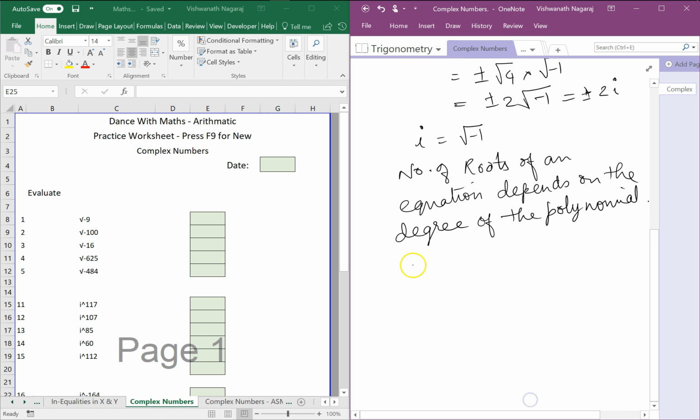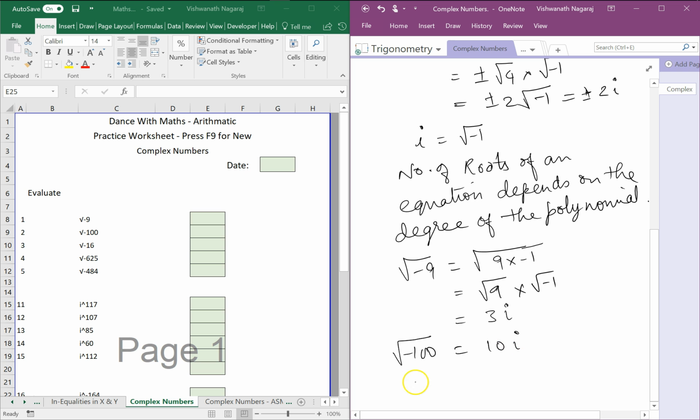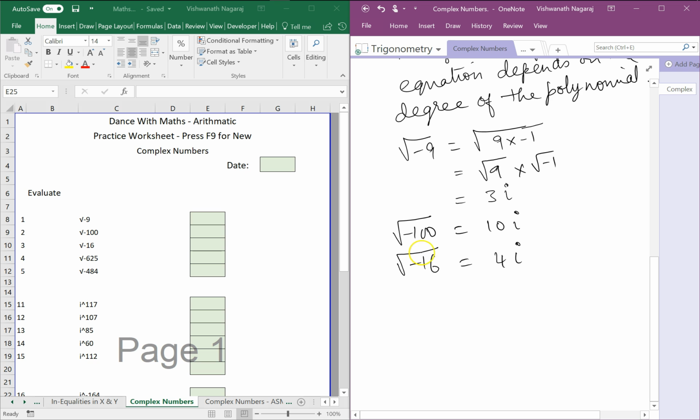Let's solve some problems. So square root of minus 9, remember this can be written as square root of 9 into square root of minus 1. So this can be split up and this becomes 3i, remember this is i. Now these steps can be done in your mind itself. So you know square root of minus 100 is 10i. Square root of minus 16 equal to 4i. Do lot of exercises so that at least the square roots you end up remembering.